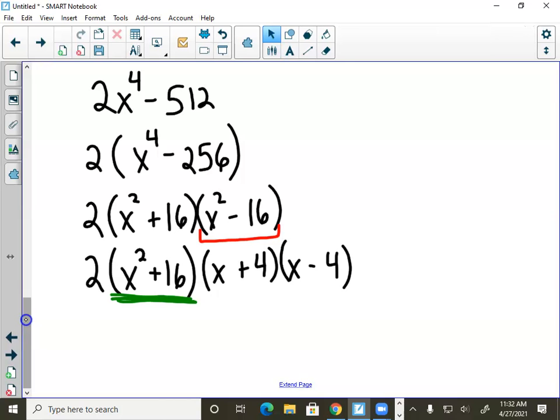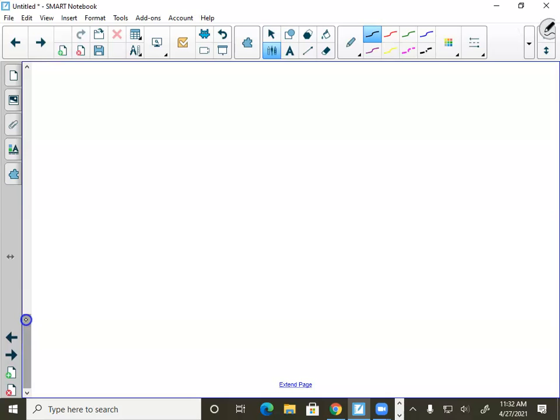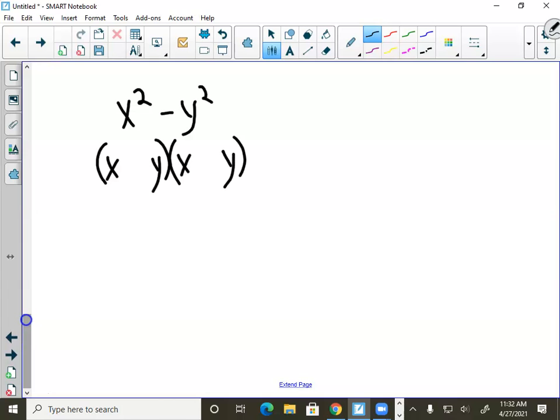And then the last one that we're going to do is really kind of simple, but I just want you to see it. This again is the difference between squares. So even though there's no numerical value anywhere in the problem, we can still factor this. So we get an x and an x here. The square root of y is y and y, plus and minus, just like that.